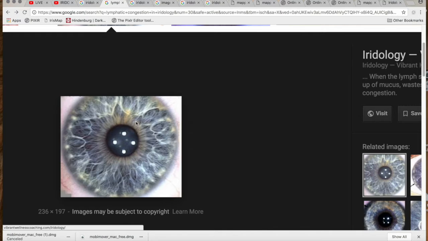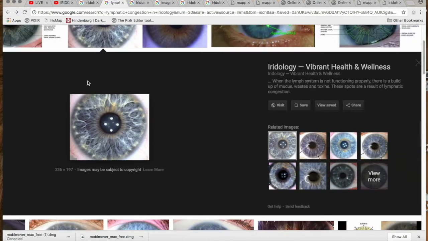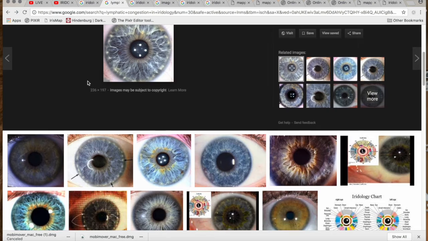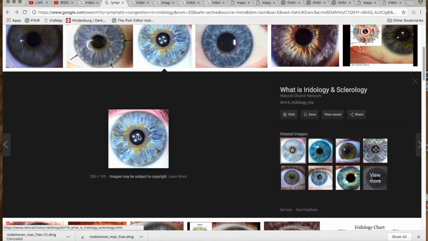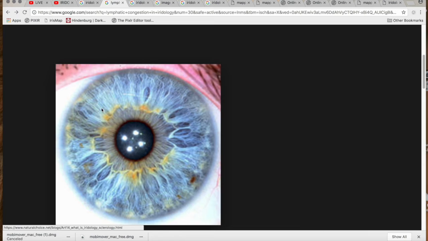So what we want to do is look at each specific area, and then we can determine what they have wrong, where their weakness is, whether it's a genetic weakness or if it's just weak because there's so many toxins in one area. So anything you see white is lymphatic congestion. It's really easy to see on a blue eye. Can you see? Look at all this lymphatic congestion.